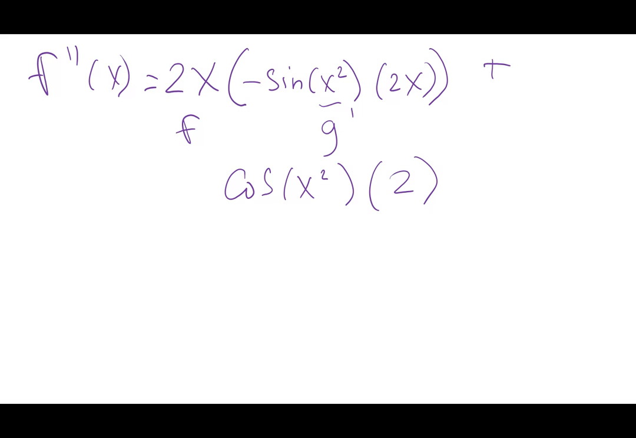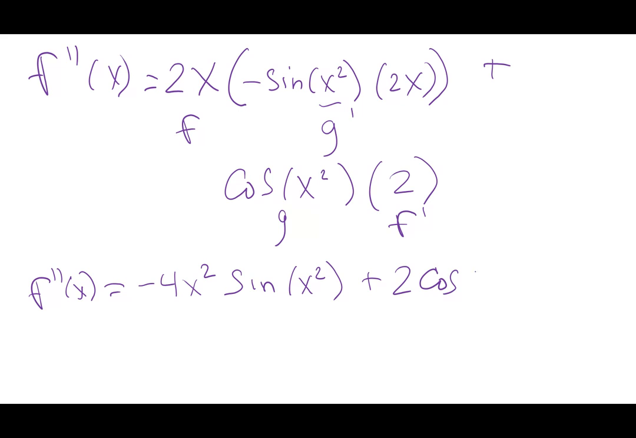And again, if you're still using the ff prime, gg prime, first times the derivative of the second, plus the second times the derivative of the first, feel free to keep using that as long as it's helpful. Little bit of simplification here. So if we look at the first term, I'm going to take the 2x, and the negative. That's going to give me a negative 4x squared times the sine of x squared, and then plus 2 cosine of x squared. From here, in my final answer, we would probably take the answer as is.